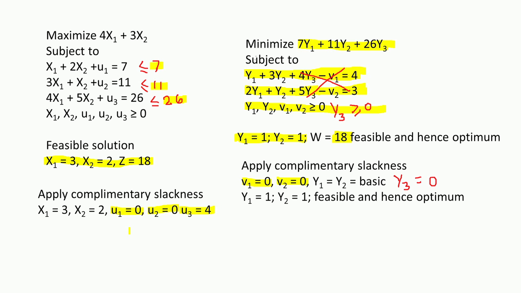It is enough to solve only for Y1 and Y2. So when I put Y1 plus 3Y2 equal to 4, 2Y1 plus Y2 equal to 3, I will get a solution. I just solve only for these two, Y1 plus 3Y2 equal to 4, 2Y1 plus Y2 equal to 3.